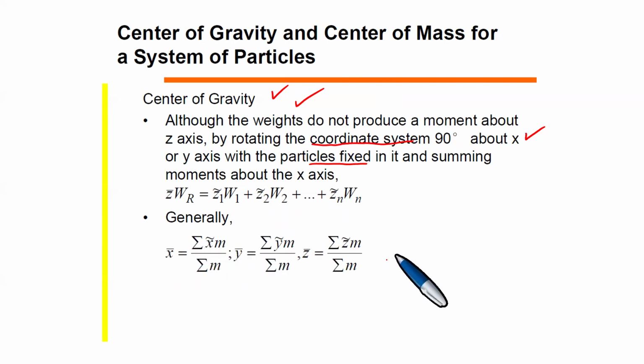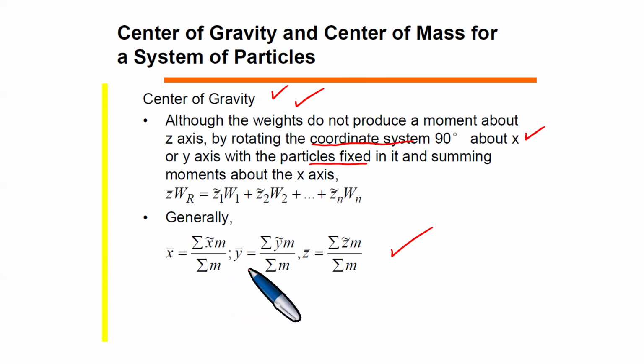Generally, this is what we can state here. In general, these are the general formulae for the coordinates of the centroid in a three-dimensional system. What do we say? Generally, we say x bar is equal to the sum of x tilde m divided by the sum of m.